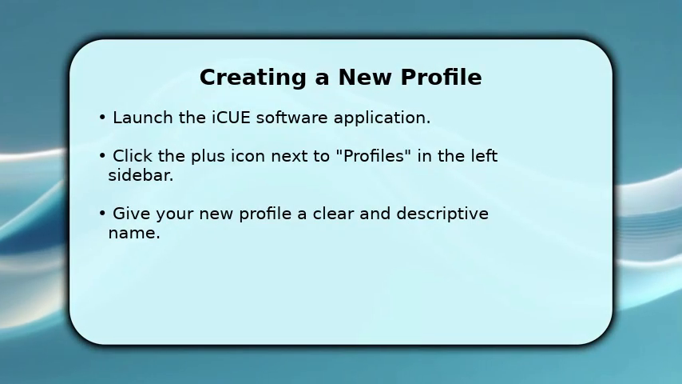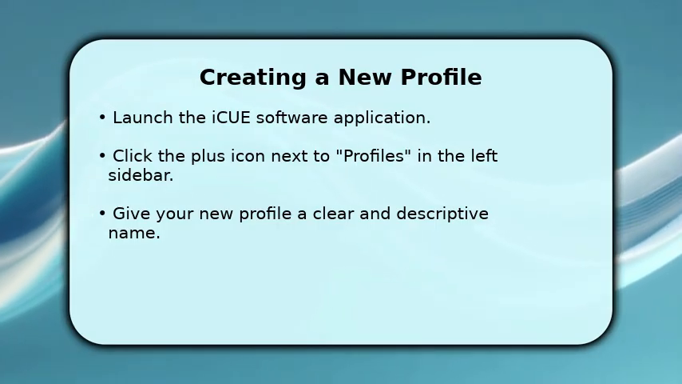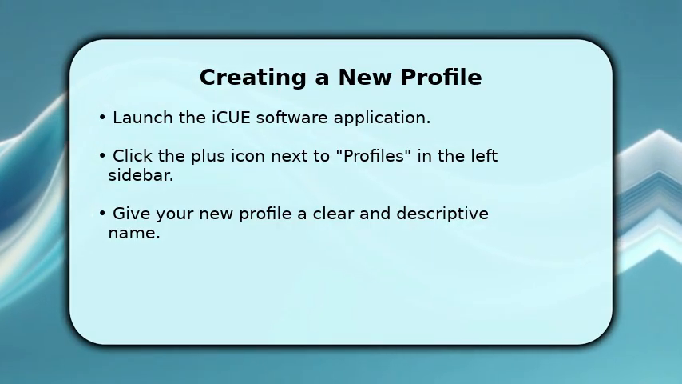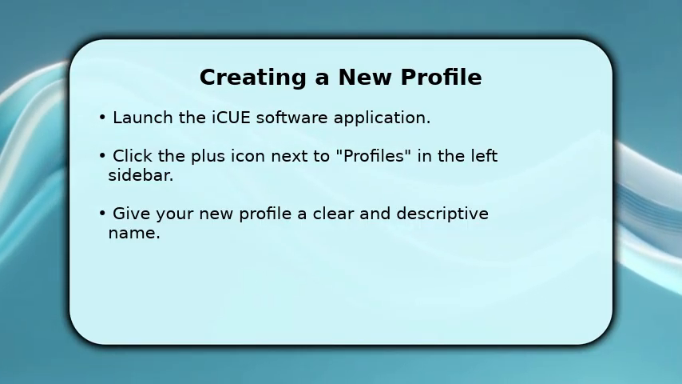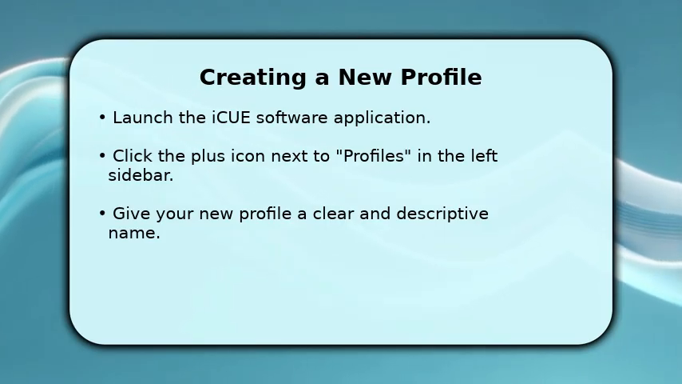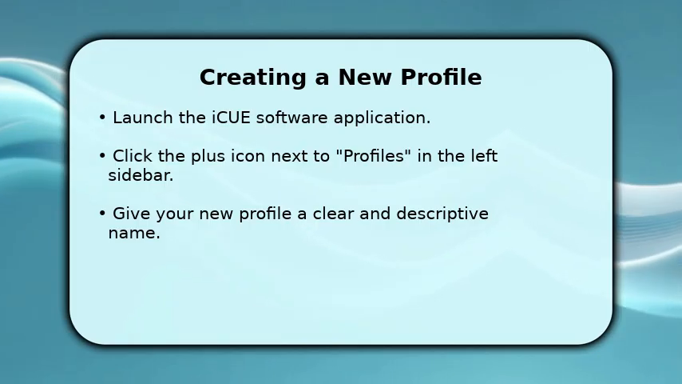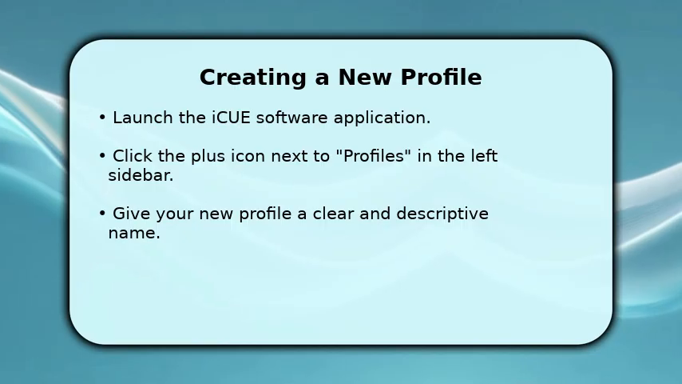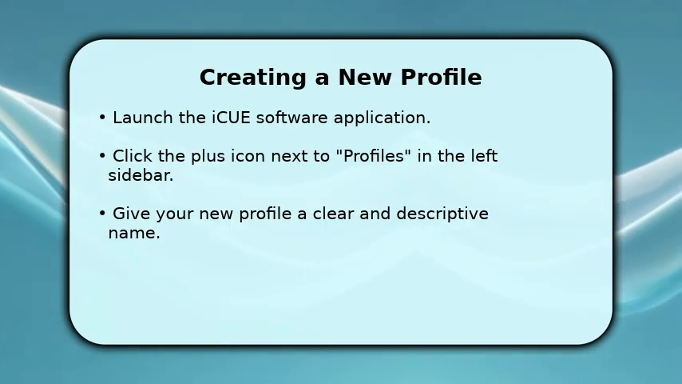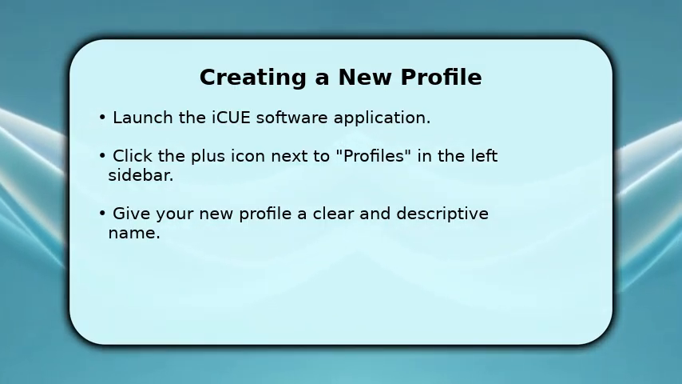To begin creating a new profile, first open your iCUE software. On the left-hand side, you will see a section labeled Profiles. Simply click the small plus icon located right next to it. A new profile will appear and you will be prompted to give it a name. Choose something descriptive, like Gaming Profile or Work Profile. You can also link this profile to a particular application, so it activates automatically.